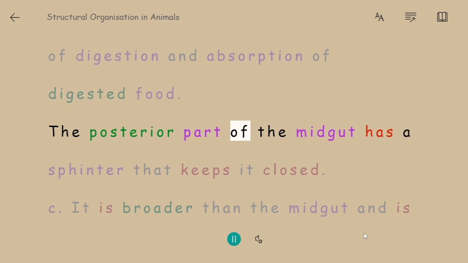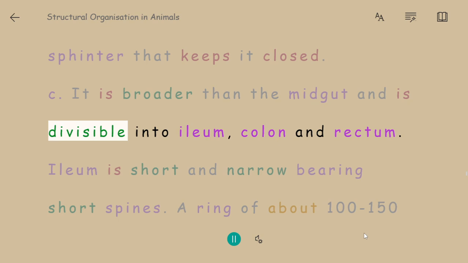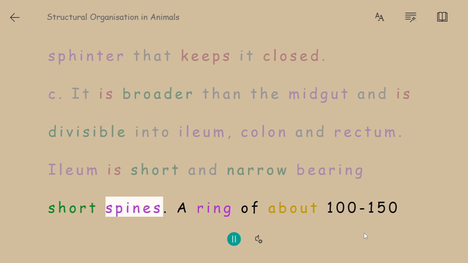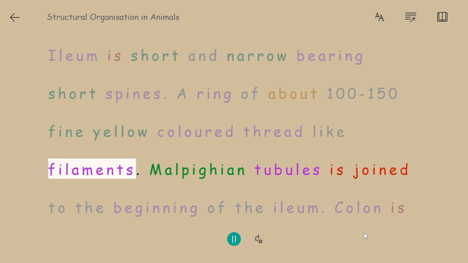C. Hindgut. It is broader than the midgut and is divisible into ileum, colon, and rectum. Ileum is short and narrow, bearing short spines. A ring of about 100 to 150 fine yellow-colored thread-like filaments, Malpighian tubules, is joined to the beginning of the ileum.